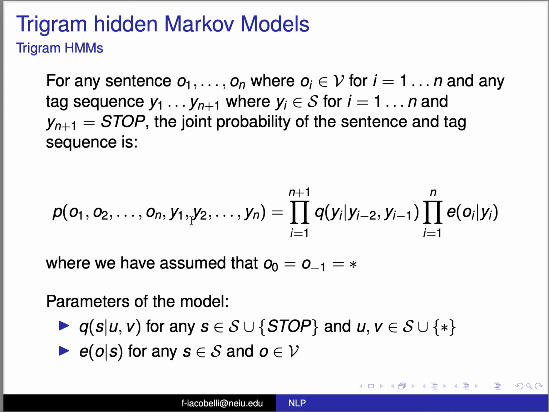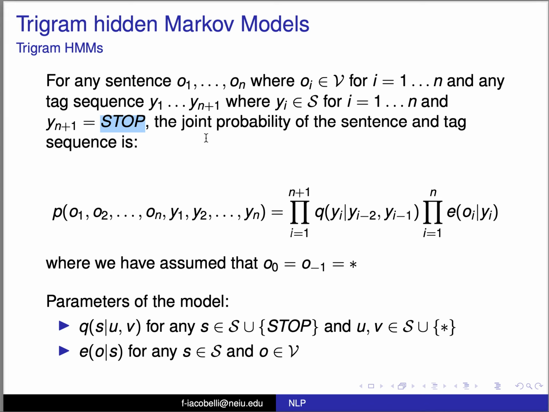Now, if we think of trigram hidden Markov models, my transitions do not depend on the previous state, but on the previous two states. So if I have any sentence from O1 to ON, any words, and a given tag sequence, notice here that I have an n+1. The thing is that we have all the tags for the corresponding words, and the last tag is going to be the tag STOP, just to mark the end of the sentence.